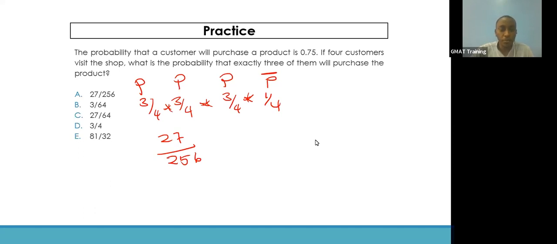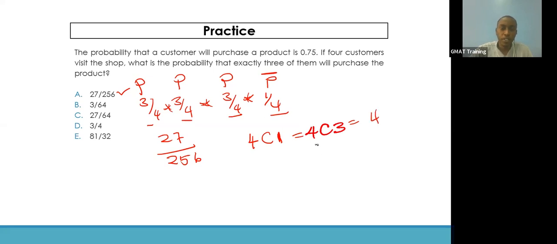But be careful again with the answer choices. In this case, yes, we have 27 over 256, but we've missed something. It might be the last customer who doesn't purchase, or the third customer will not have purchased, or the second customer, or the first customer. In this case, we do a 4 choose 1 for the number of arrangements of the person that doesn't purchase this product. So 4 choose 1, also 4 choose 3. This gives us 4.